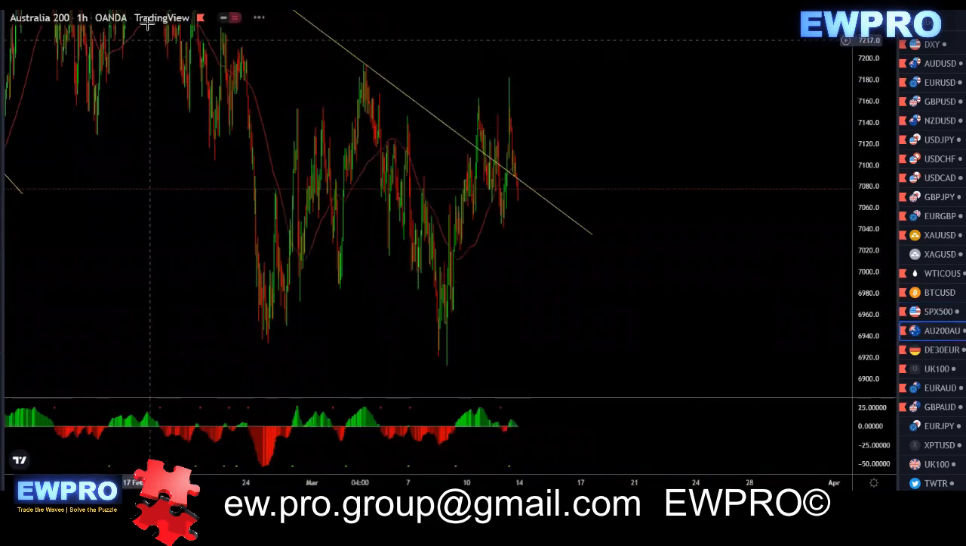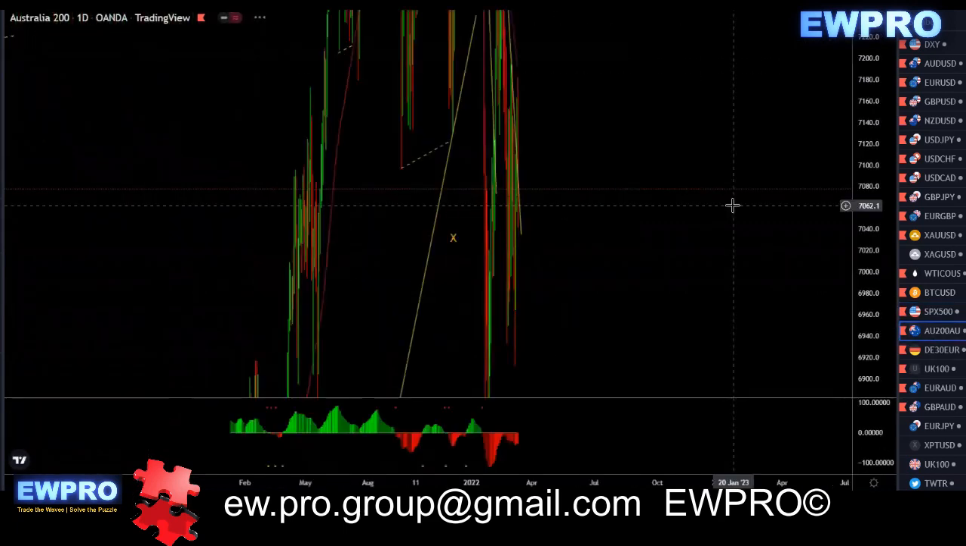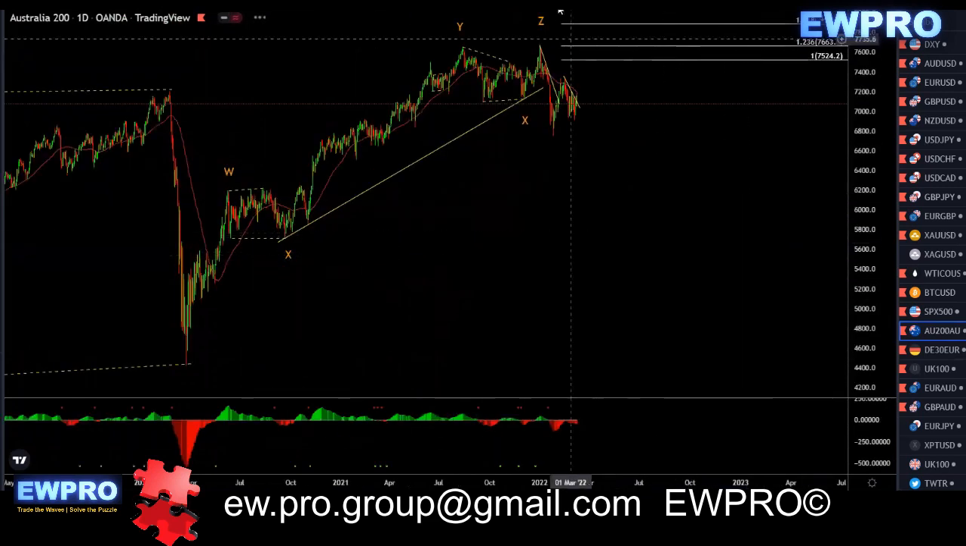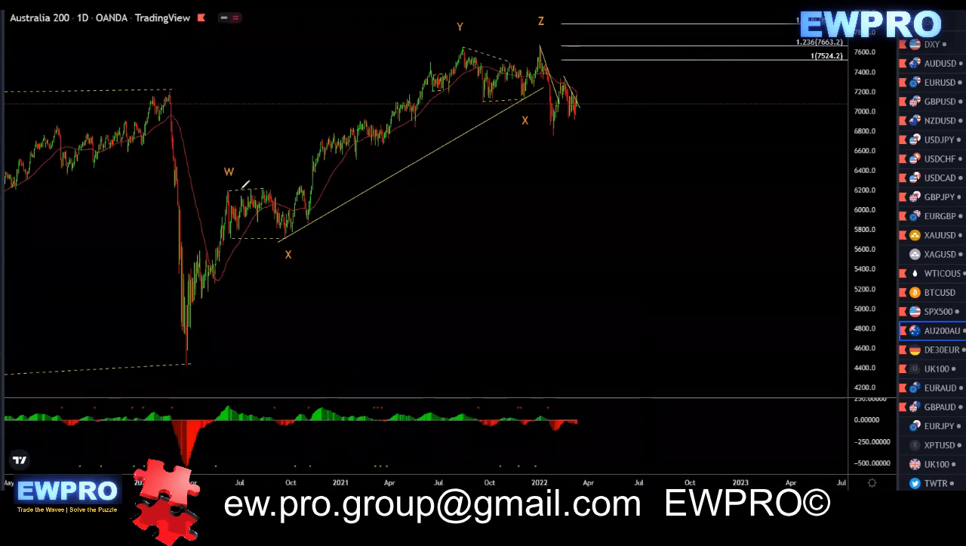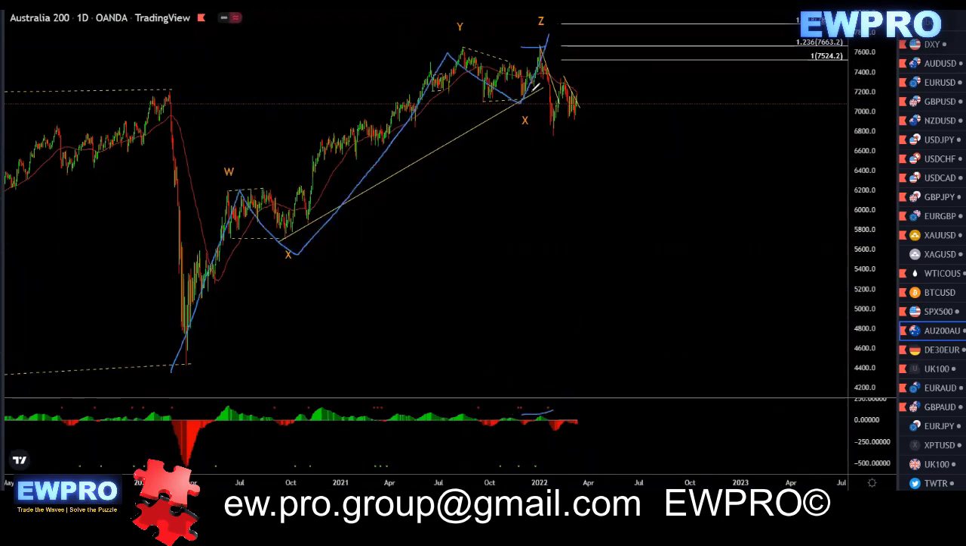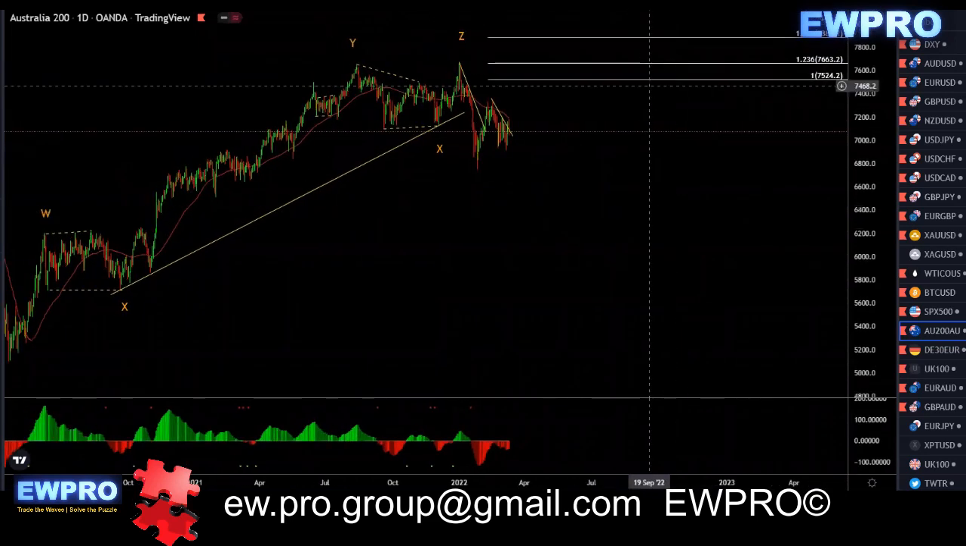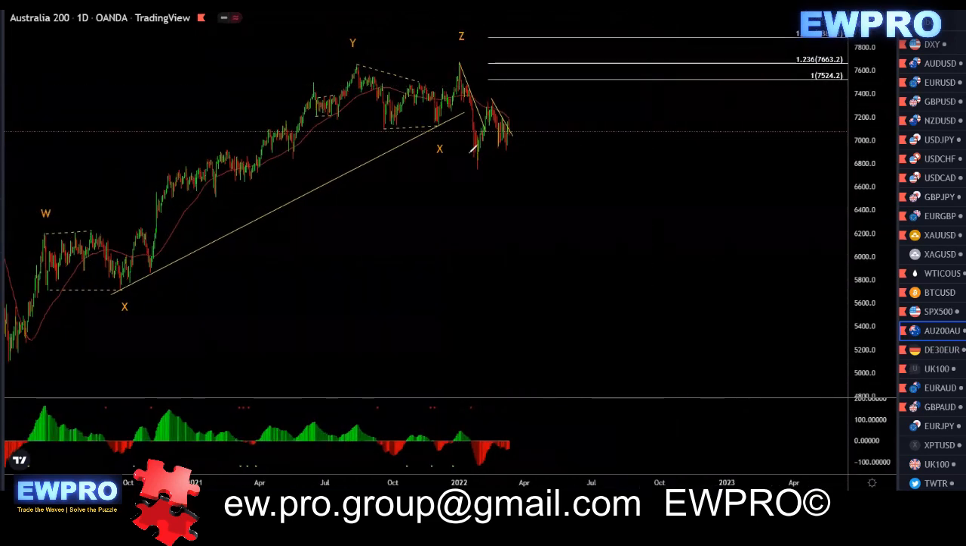AU 200 on the daily. So we got the 5 up. Look at that WXY, X2, Z up with the bearish divergence. We got a lower low, so we're only looking for sells. We need to wait. We got a nice impulse down. We're looking for an A, B, C, some sort of a correction before we look for more downside.